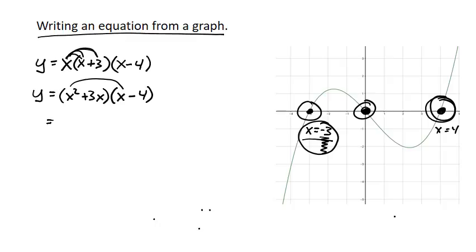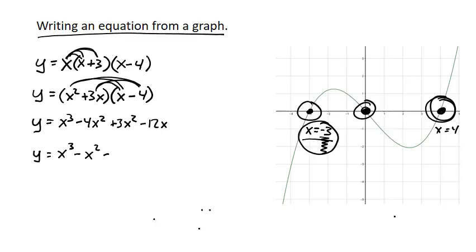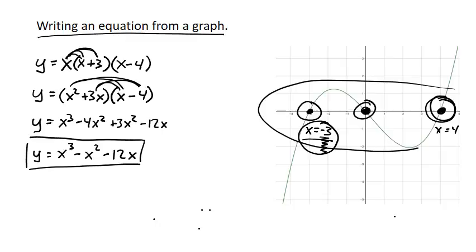So x squared times x is x to the third. X squared times negative 4, negative 4x squared. 3x times x is 3x squared. 3x times negative 4 is negative 12x. Cleaning this up gives me y equals x to the third. Let's see, negative 4 plus 3 would be a negative x squared, minus 12x. So here is the equation that would have given me this graph that I started with.